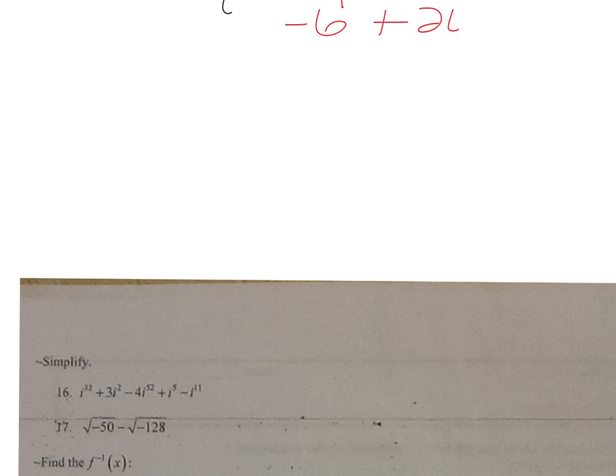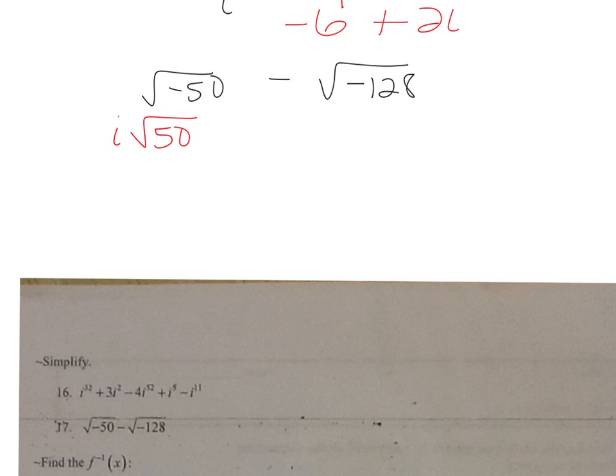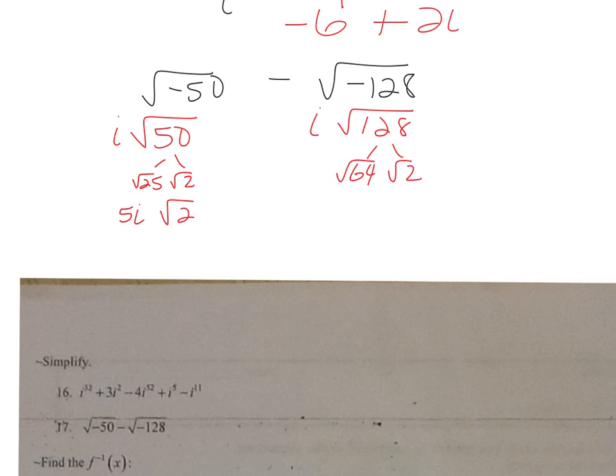That's simplifying the square root of negative 50 plus the square root of negative 128. So I'm going to start with the negative underneath the radical. It becomes i, the square root of 50, and I'm going to simplify the square root of 50 to the square root of 25 and the square root of 2. So this becomes 5i, the square root of 2. So now I have i, the square root of 128. So that's the square root of 64 times the square root of 2. And the square root of 64 is 8, so it's 8i, the square root of 2. So it's 5i, the square root of 2, minus 8i, the square root of 2. So just subtract the coefficients, and that's negative 3i, the square root of 2.